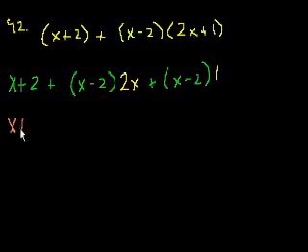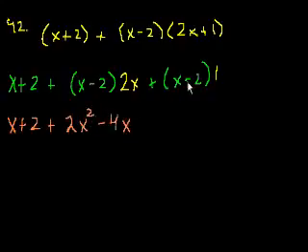So this is x plus 2 plus, let's distribute the 2x times each of these. 2x times x is 2x squared. 2x times minus 2 is minus 4x. Plus, well, we're distributing a 1. 1 times anything is just itself. So plus x minus 2.